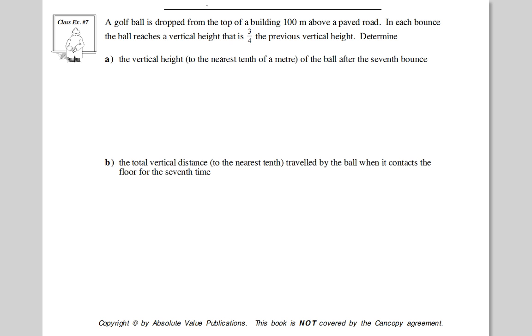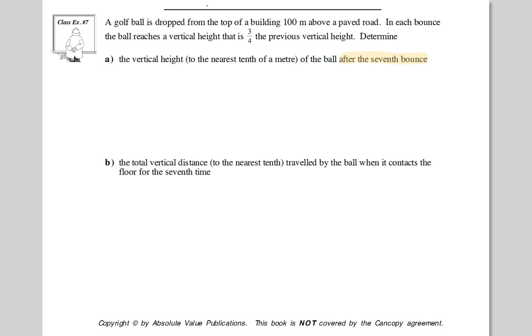Here we are on class example 7. This is where we left off last day. So a golf ball is dropped from the top of a building 100 meters above a paved road. And in each bounce, the ball reaches a vertical height that is 3/4 of the previous height. So it says determine the vertical height to the nearest tenth of a meter of the ball, and we'll highlight this, after the 7th bounce.